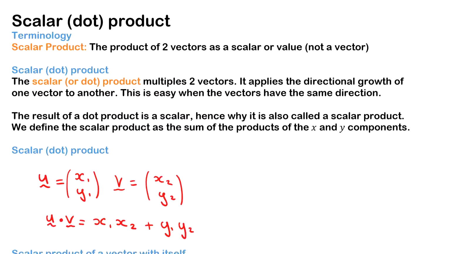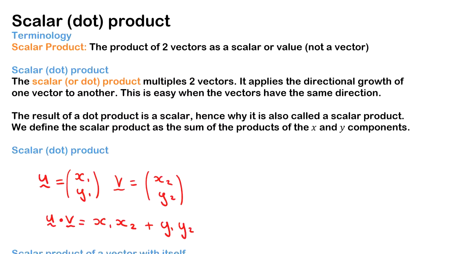In this video, we're going to cover scalar product. This may also be known as the dot product. So a scalar product is the product of two vectors as a scalar, or as a value, not as a vector. So the scalar product multiplies two vectors and it applies the directional growth of one vector to another.